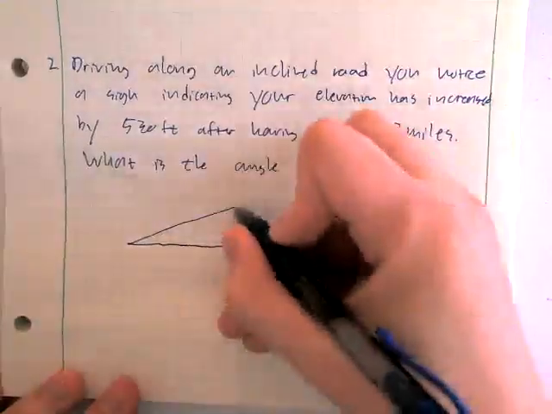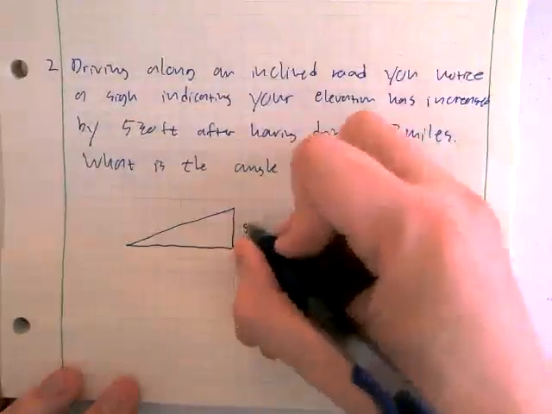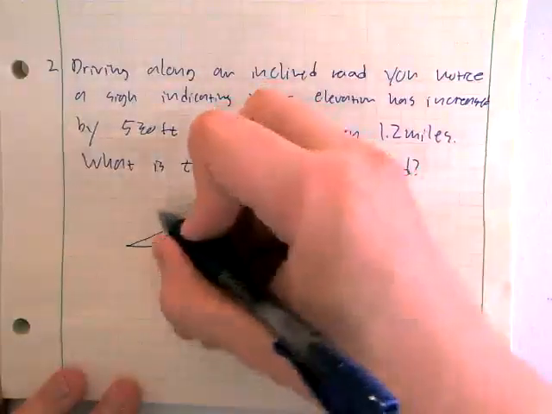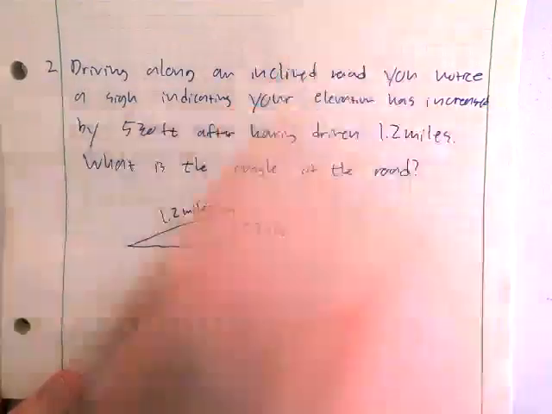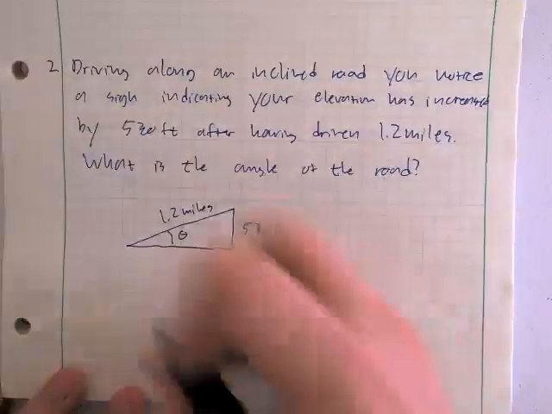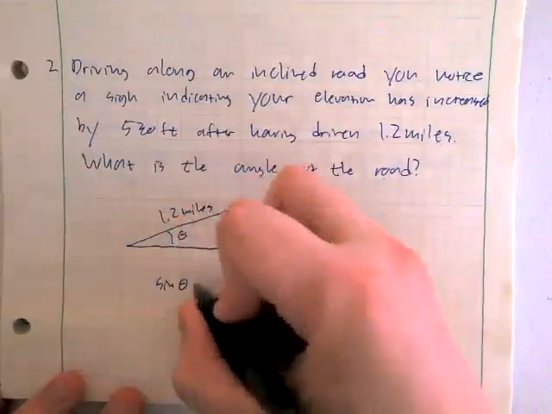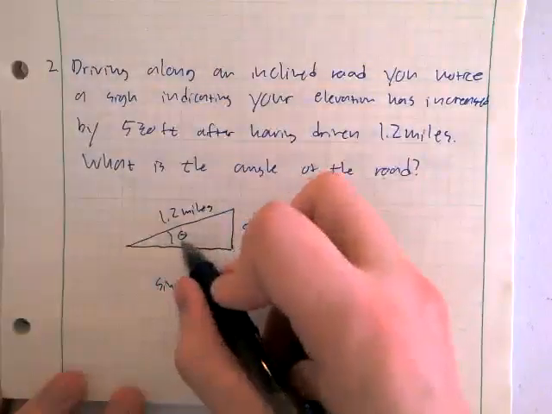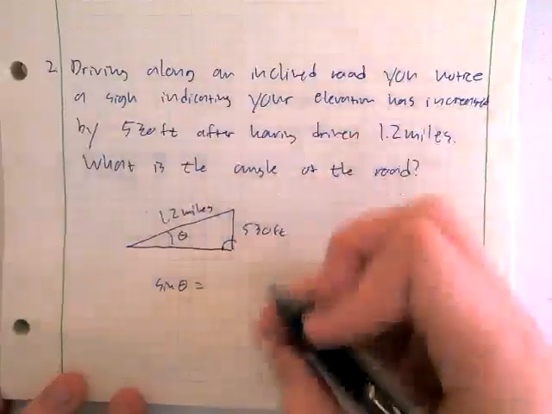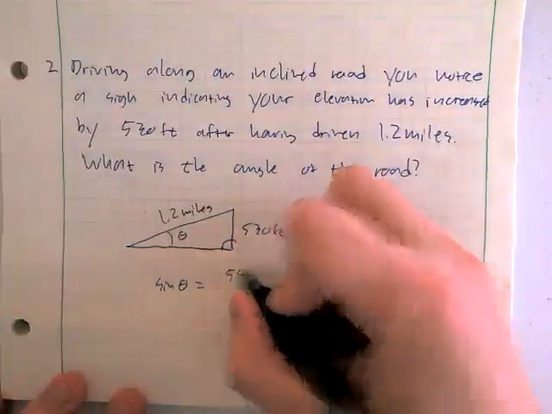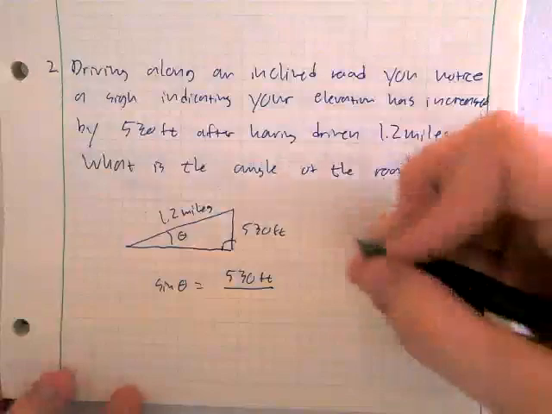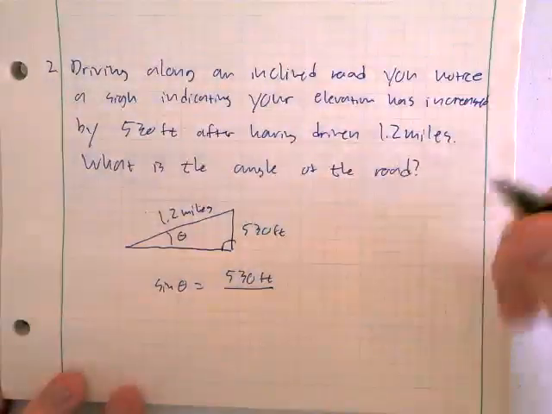Here's our road. It's a little bit exaggerated, right? We've gone up 530 feet, and we have driven a distance along the road of 1.2 miles. What we want to know is what is this angle? You can see pretty clearly that the sine of theta is going to be equal to the ratio of the opposite side over the hypotenuse. Here's the right triangle we're setting up. The sine of this angle is equal to the opposite side, 530 feet, divided by 1.2 miles. Let's make sure we have them in the same units, right? We need this ratio to have our units cancel out.